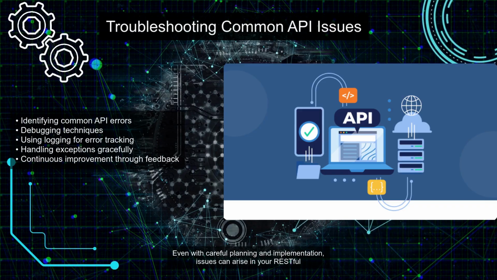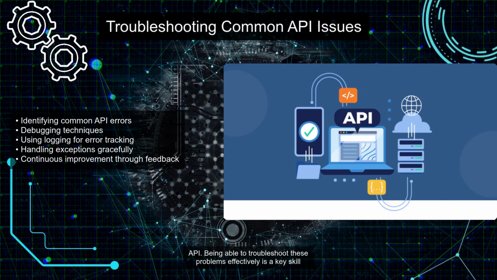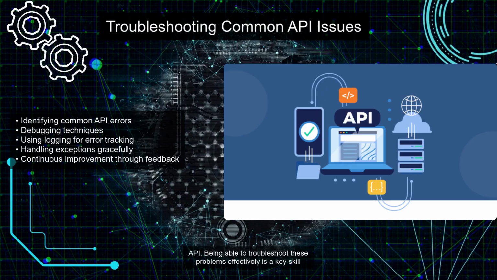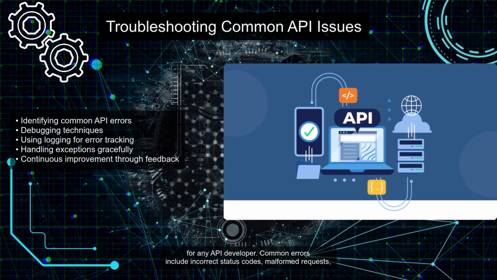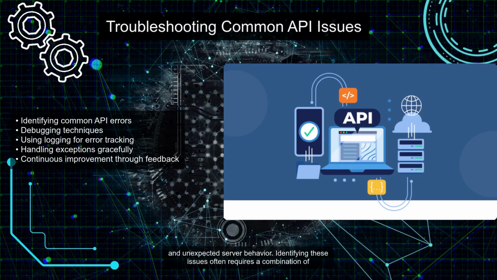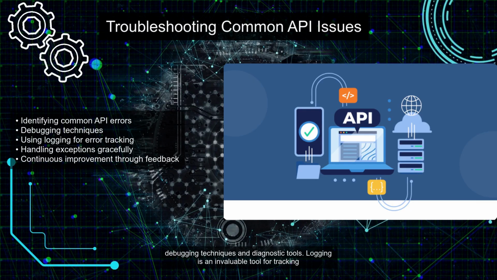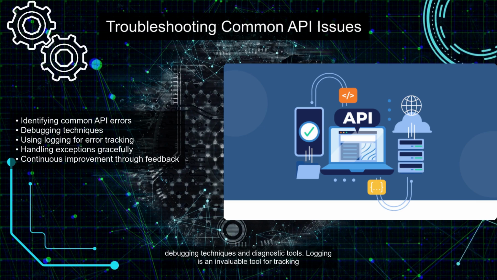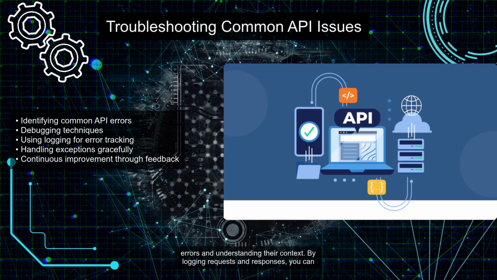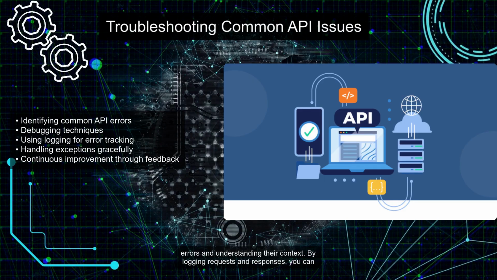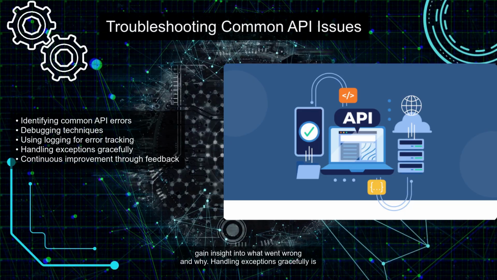Even with careful planning and implementation, issues can arise in your RESTful API. Being able to troubleshoot these problems effectively is a key skill for any API developer. Common errors include incorrect status codes, malformed requests, and unexpected server behavior. Identifying these issues often requires a combination of debugging techniques and diagnostic tools. Logging is an invaluable tool for tracking errors and understanding their context. By logging requests and responses, you can gain insight into what went wrong and why.